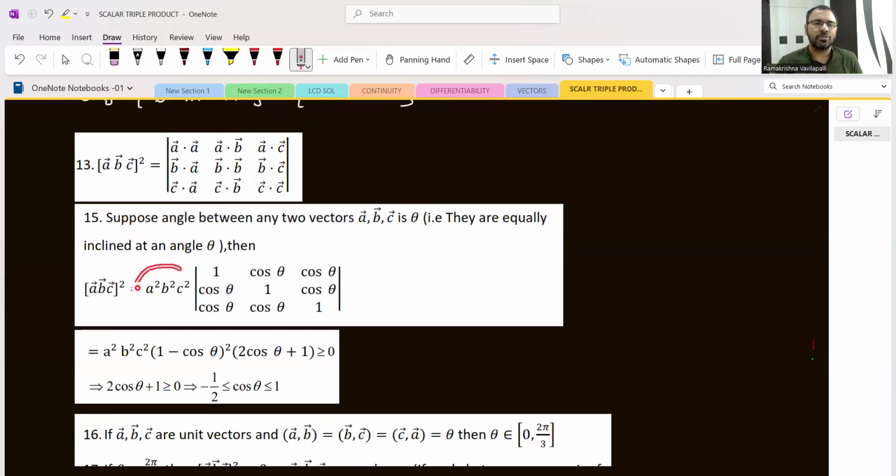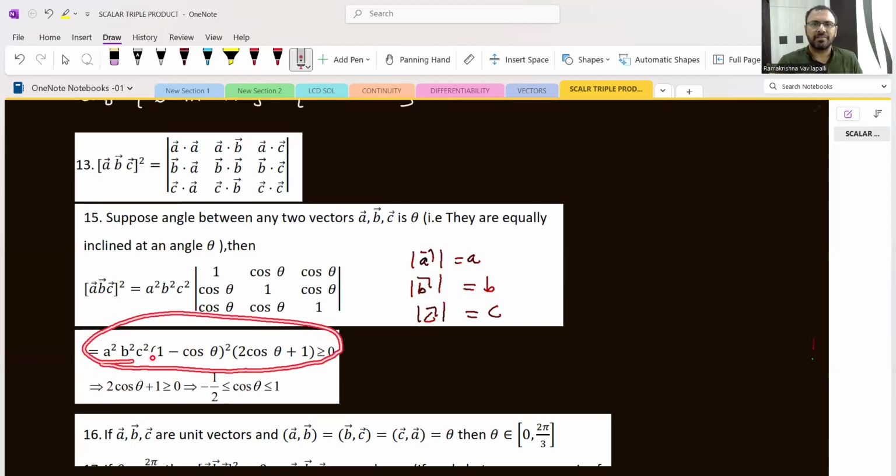So I have taken all those lengths out and this final determinant is left. Here, mod A bar is equal to A, mod B bar is equal to B, and mod C bar is equal to C. So once again, you just apply the dot product: A bar dot B bar is nothing but mod A mod B cos theta, and A bar dot C bar is mod A mod C cos theta. That's it. On expanding this determinant, you will get a beautiful result. This expansion is very, very important: A square, B square, C square into (1 minus cos theta) whole square into (2 cos theta plus 1).